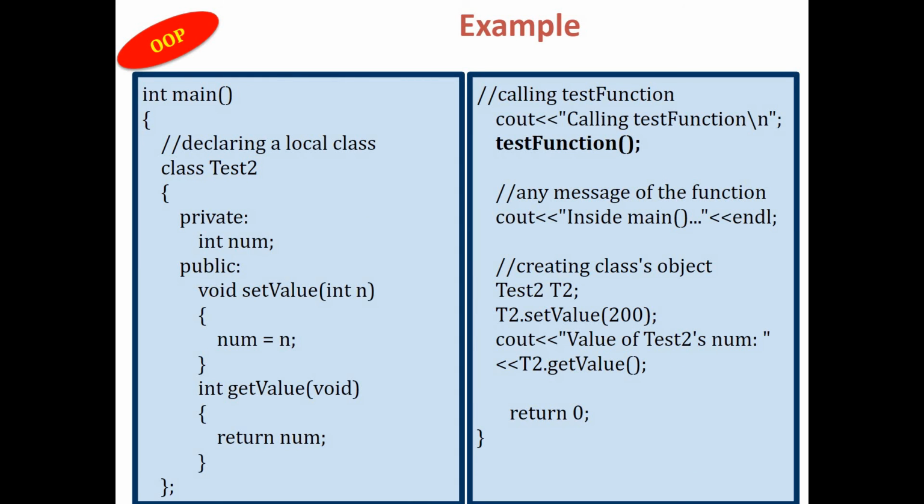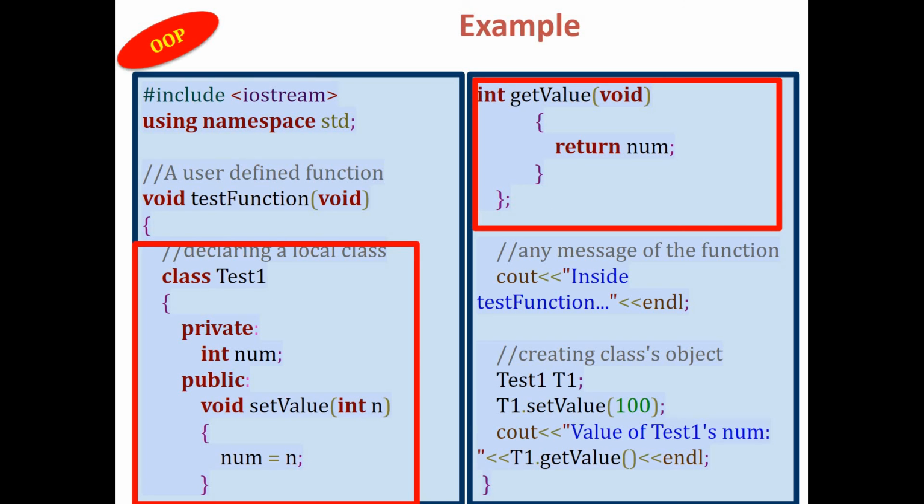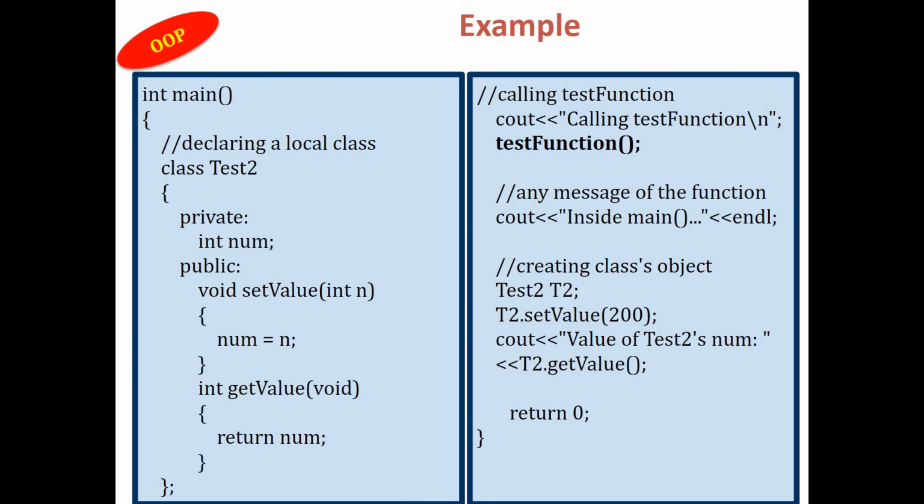Okay. So the main function is declaring a class test2 and having its own integer and set value function. And when the main function wants to call the test function, it can call the test function, but it cannot access the test1 object t1 dot set value and t1 dot get value. It will have to access its own functions set value and get value, which it has declared inside the class test2. So this was a local class example.